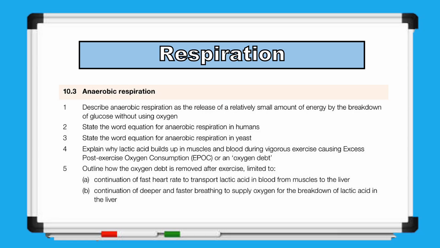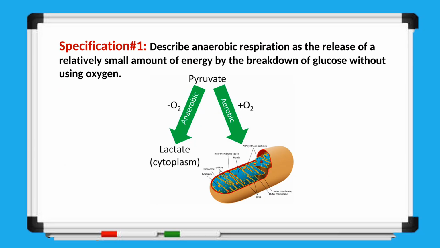So, let's get started. First up is specification number 1, which asks us to describe anaerobic respiration as the release of a relatively small amount of energy by the breakdown of glucose without using oxygen. Essentially, anaerobic respiration is the process where glucose is broken down without using oxygen, releasing a relatively small amount of energy compared to aerobic respiration.